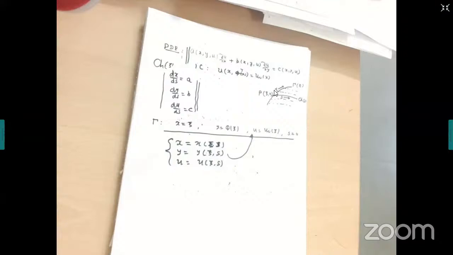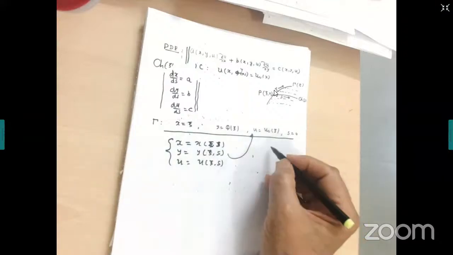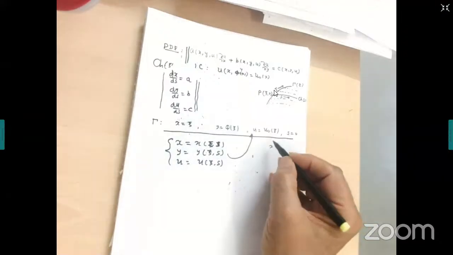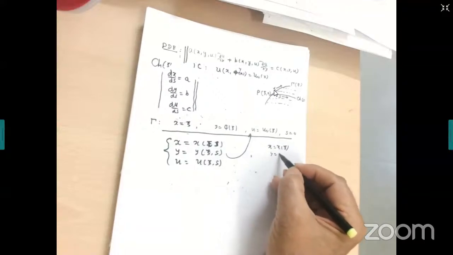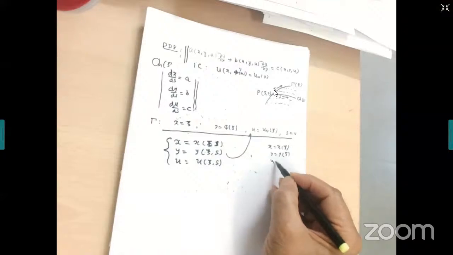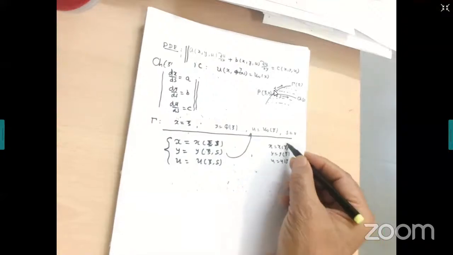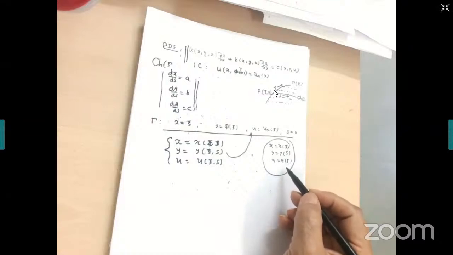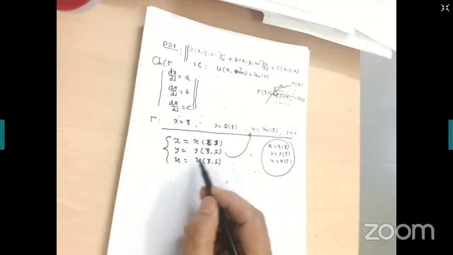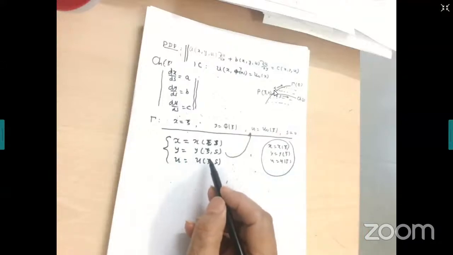It defines a surface. Is that right? If x is equal to x of xi, y is equal to y of xi, u is equal to u of xi, the position vector of a point depends only on one parameter. What does it represent geometrically? It represents a curve in xyu space. Is that right? If it depends on two parameters, it represents a surface.